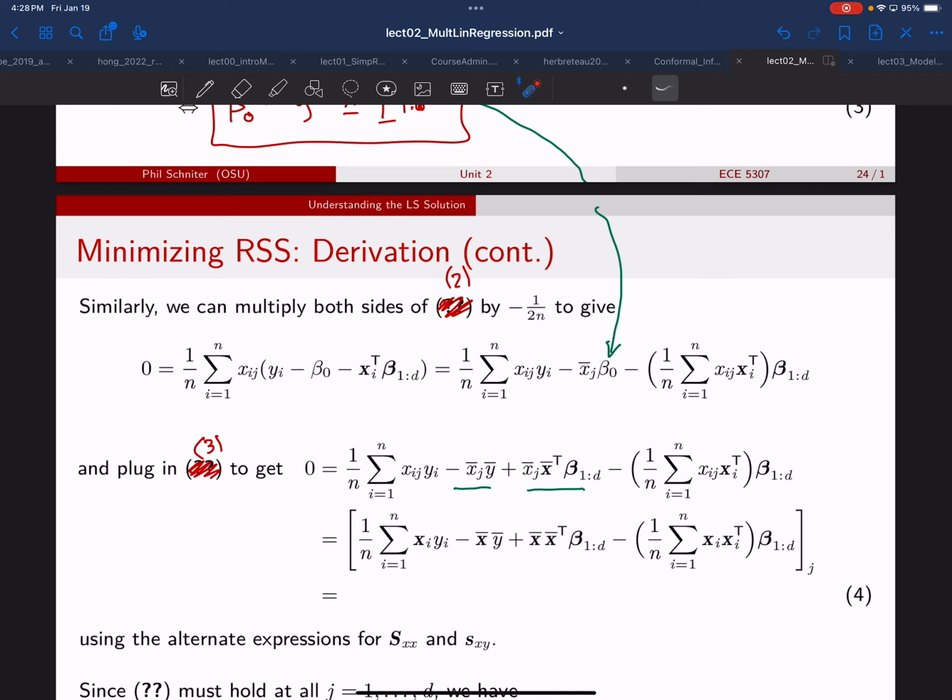Is that the covariance? Yes. It's the cross, I think we call it the cross covariance. So we have a vector S with subscript xy. So that is what we get out of this. And then there's another term here.